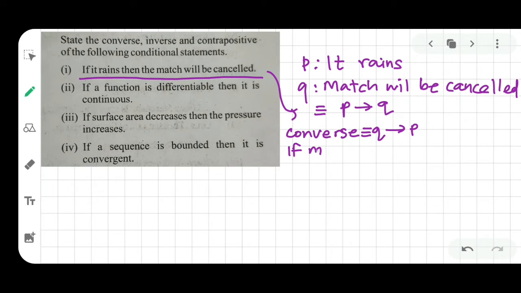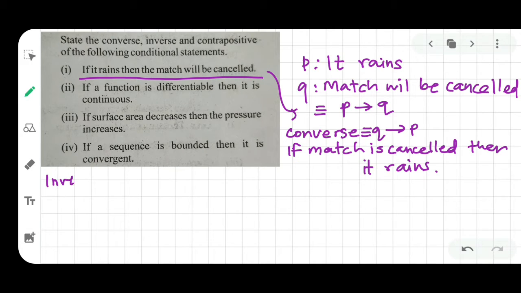If the match is cancelled, then it will rain. That's it, that is the converse.